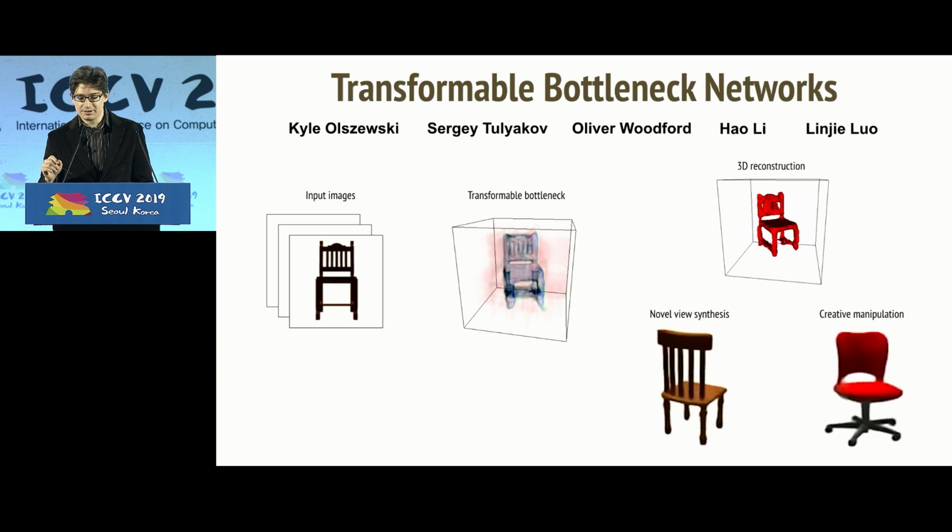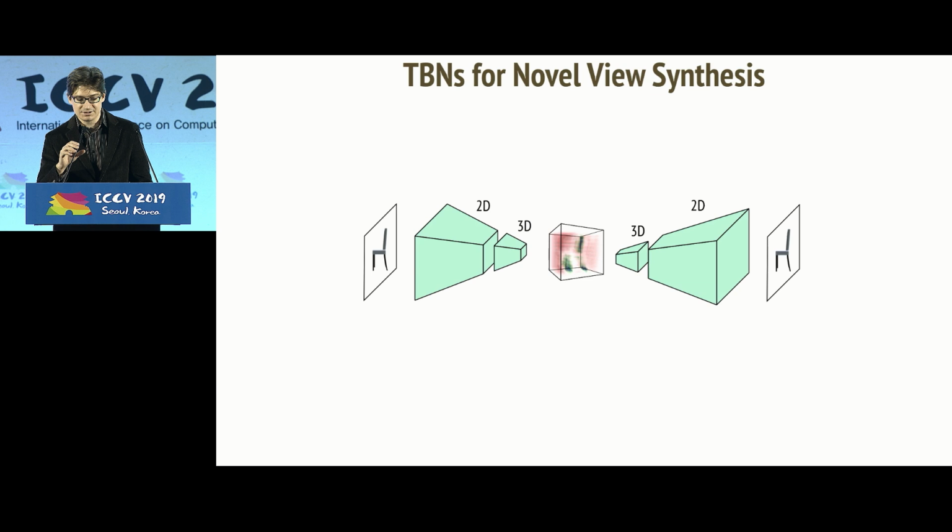I'll discuss more about the implementation, approach, and results that we obtained using TBNs. At their core, a TBN is just an encoder and a decoder with an implicit volumetric representation of the image content as its bottleneck layer. This bottleneck contains a per-cell feature vector describing the local shape and appearance of the image content.